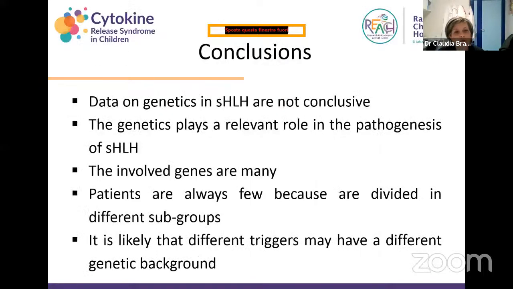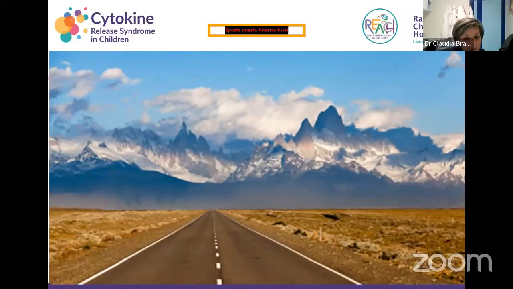So in conclusion, data on genetics in secondary HLH are not conclusive. Genetics plays a relevant role in the pathogenesis of secondary HLH, and the involved genes are many, but patients are few, because we need to divide them into different groups depending on the trigger. It is likely that different triggers may have a different genetic background. So I would like to tell you that we still have a long way to go to better understand the real role of genetics in the pathogenesis of HLH.